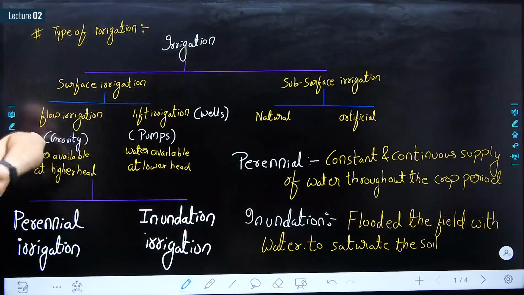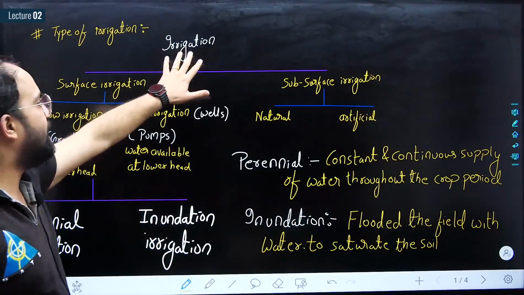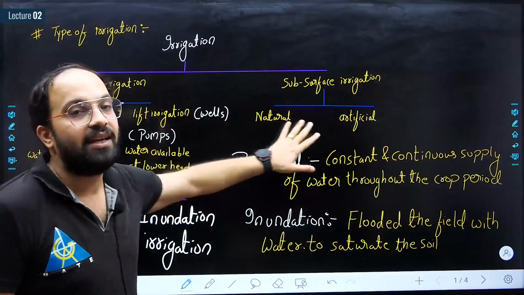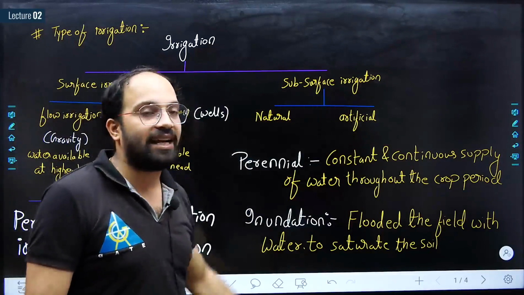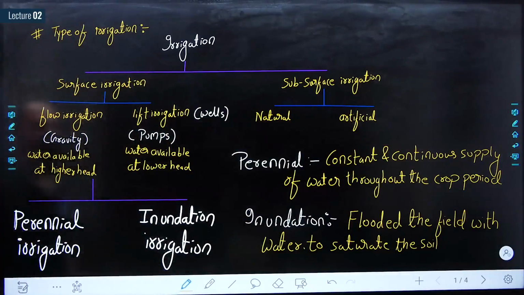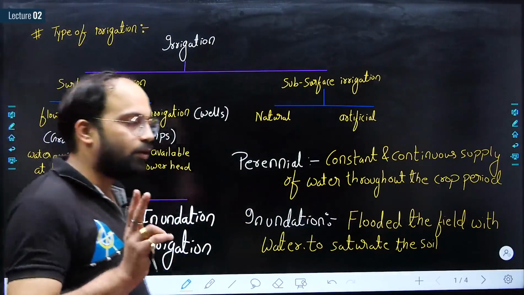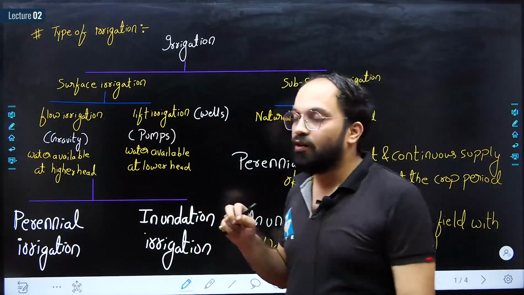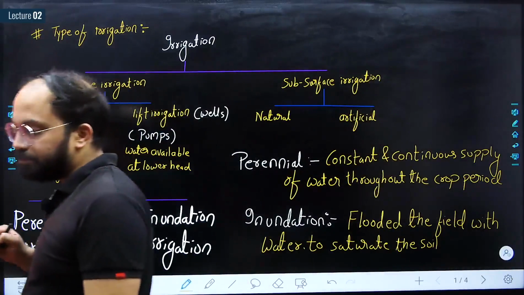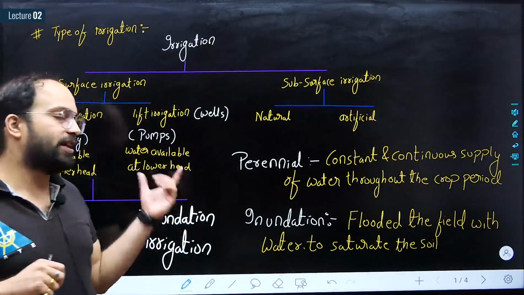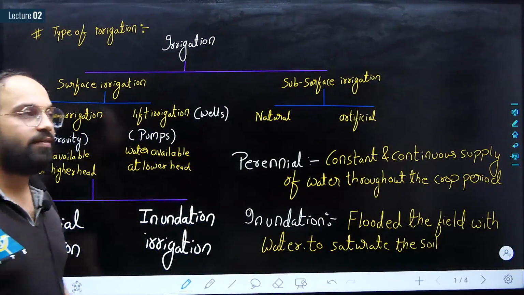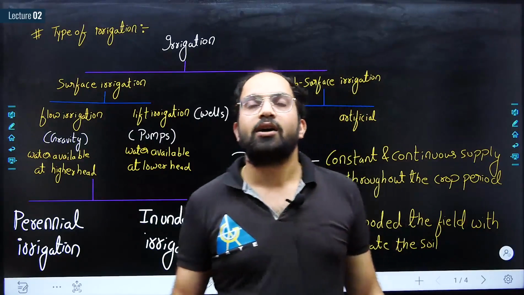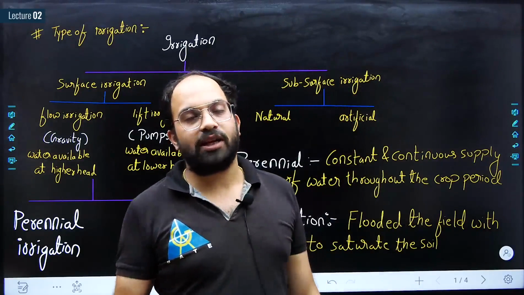So in types of irrigation, I can divide irrigation into two main categories, that is surface irrigation, and second will be your subsurface irrigation. In surface irrigation we have two types of irrigation, flow irrigation and lift irrigation. In flow irrigation, we use gravity, when we have a storage headworks or diversion headworks, or the combination of both storage and diversion.